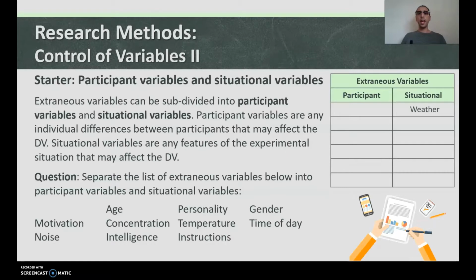Situational. Good. Age. Participant variable or situational variable? Participant, well done. Personality. Yes, participant. Gender. Say it out loud. Yes, participant, good. Well done. Motivation. How motivated are they? Is that a participant or situational? Exactly, participant, like you said.